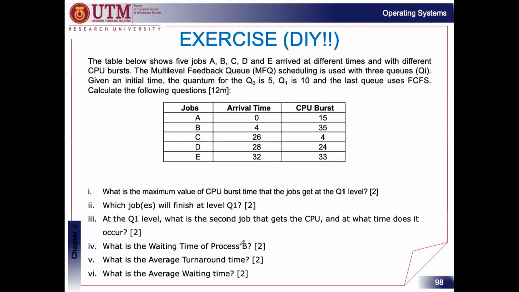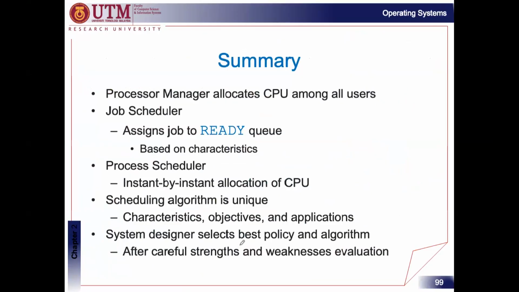Summary. Finally, the process manager allocates the CPU among all users. The job scheduler assigns jobs to the ready queue based on characteristics. The process scheduler does instant by instant allocation of the CPU, and each scheduling algorithm has a unique characteristic, objective, and application. The system designer selects the best policy and algorithm after careful evaluation of strengths and weaknesses.